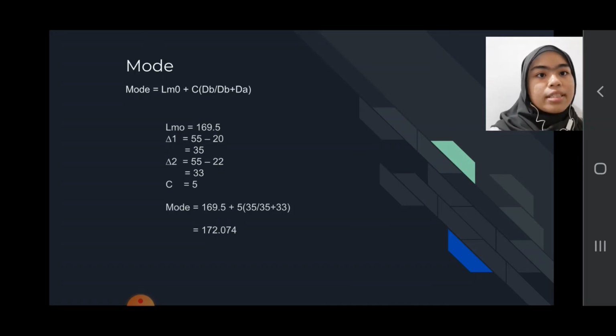Next one, we will find the mode by using mode equal to LMO plus C multiply delta B divided by delta B plus delta A. So by using this formula, we find the LMO, delta 1 and delta 2. We got the answer 172.074.